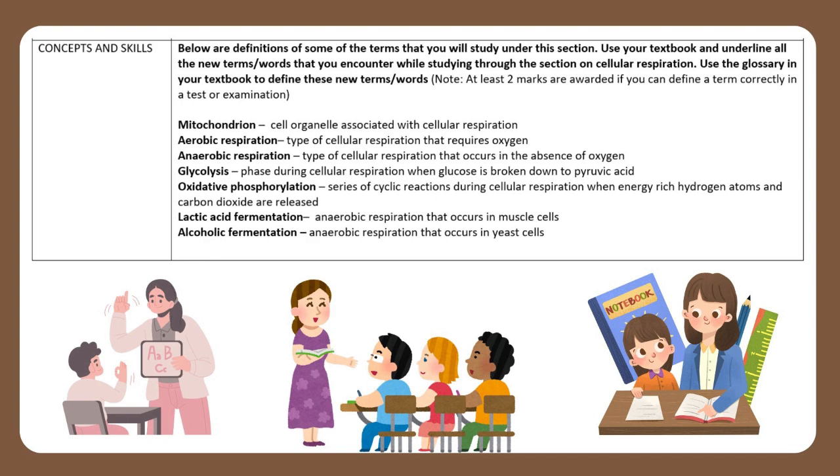Oxidative phosphorylation, series of cyclic reactions during cellular respiration when energy-rich hydrogen atoms and carbon dioxide are released. Lactic acid fermentation, anaerobic respiration that occurs in muscle cells. Alcoholic fermentation, anaerobic respiration that occurs in yeast cells.